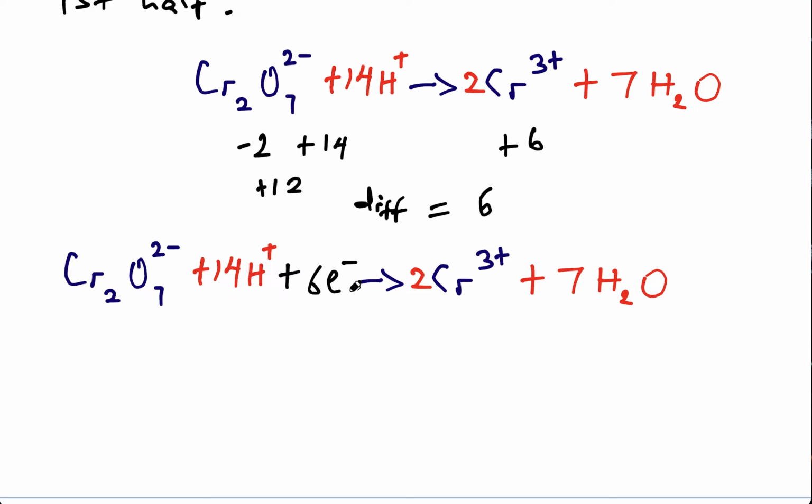So what do we notice here is that there is addition of what? There is addition of electron to this side. So does that mean that this is our reduction, or does that mean that this is our oxidation? We can still find that out.